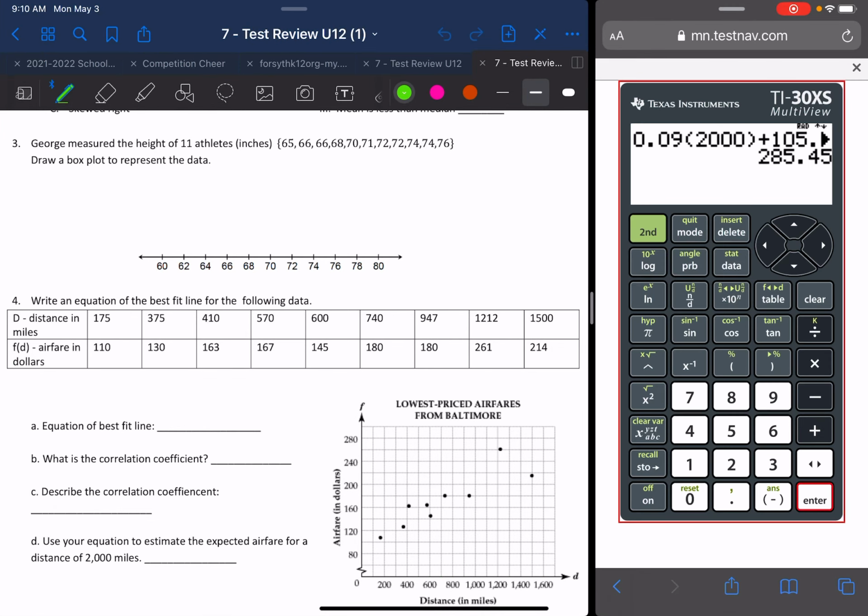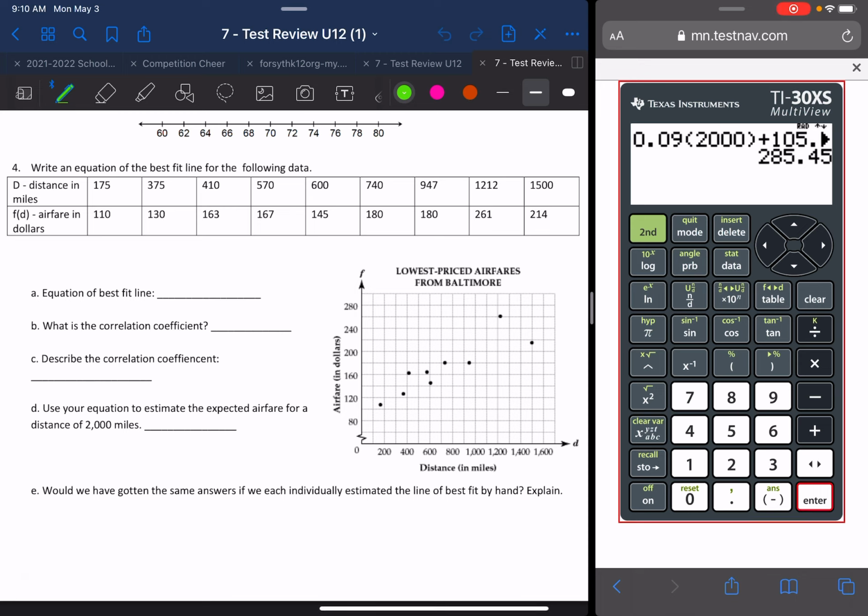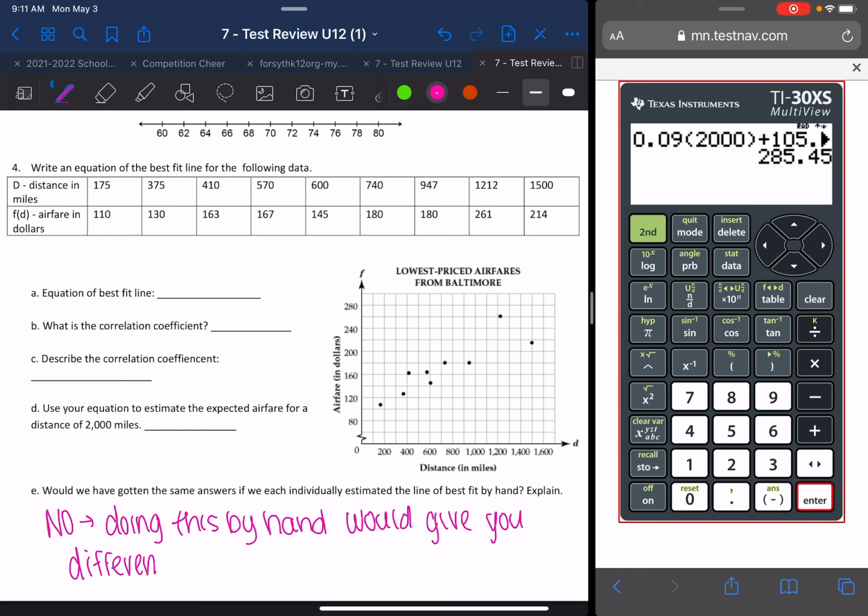There was one thing that I forgot to mention on the first page. If we were to have done this by hand, would we have gotten the same answers? The answer for that is no. When you do something by hand, it is only an approximation, whereas when you do it on the calculator, it gives you more exact values. So remember, doing it by hand is only an approximation.